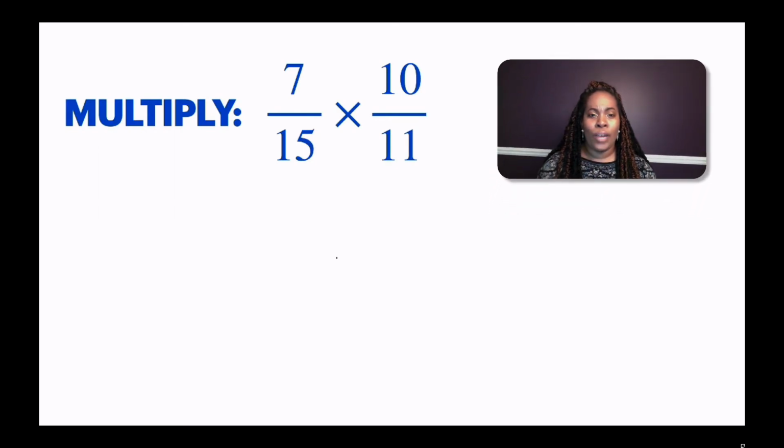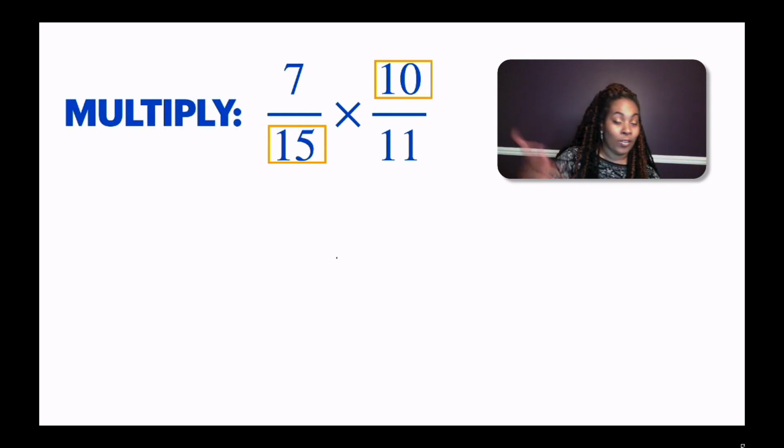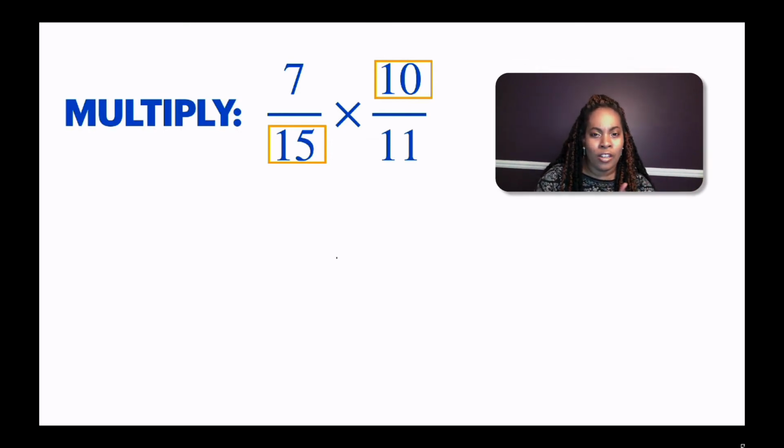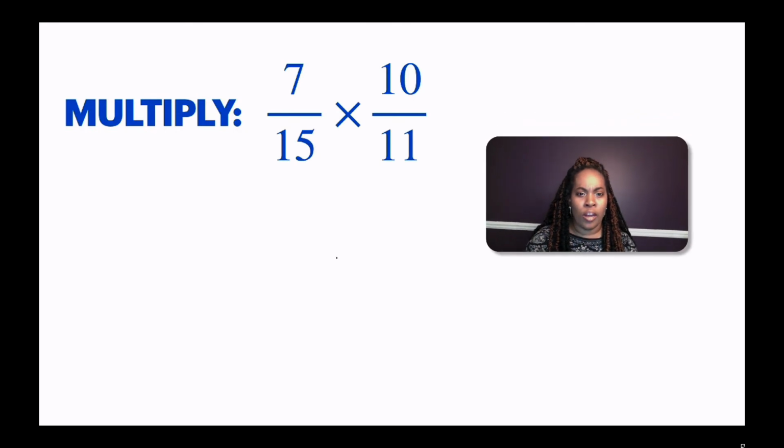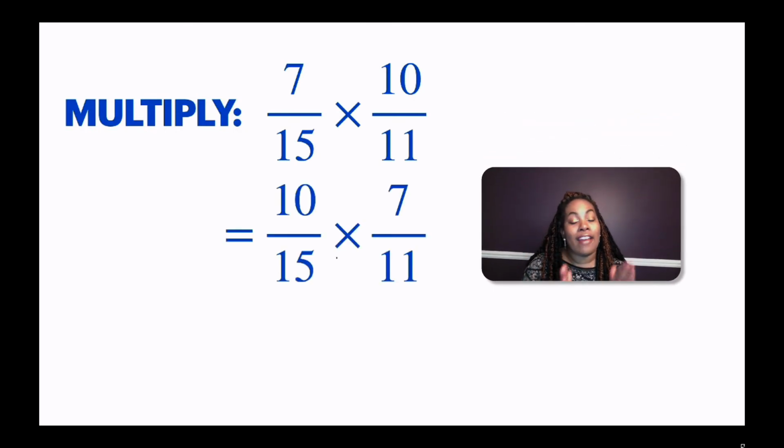Here we go. We have 7/15 times 10/11. Can we multiply 15 times 11? Of course you can, because you can multiply anything times anything. But look at this. Those numbers look like they got something going on there. They can kind of mesh together, and maybe we can do some things regarding simplifying, right? Because remember, simplifying makes things simple. So if we use the commutative property and switch those numbers around, here's what we're going to get: 10/15 times 7/11.